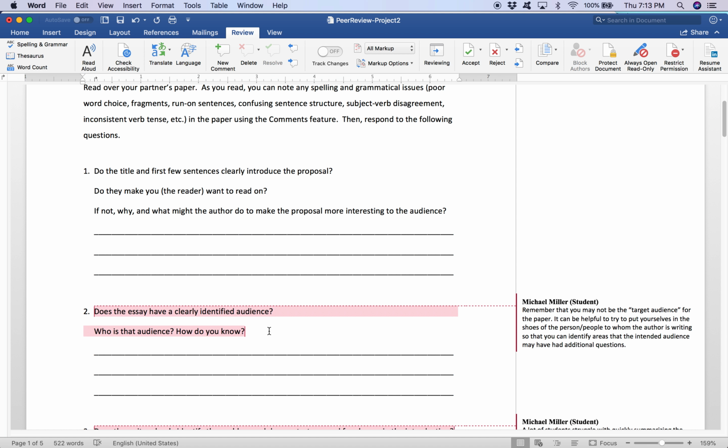So number 2, where we are asking about audience. Remember that you may not be the target audience for the paper. Again, as we are writing towards local community issues, you may not be a part of that community.